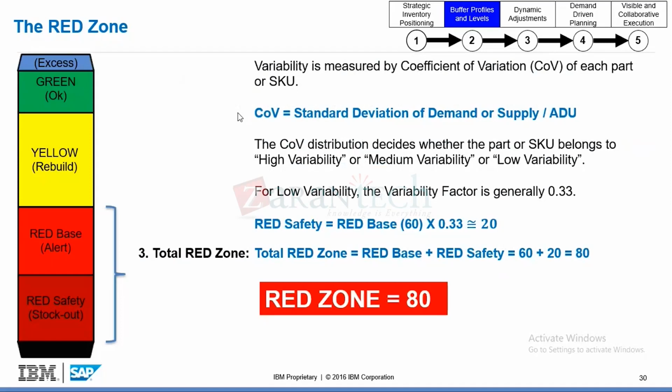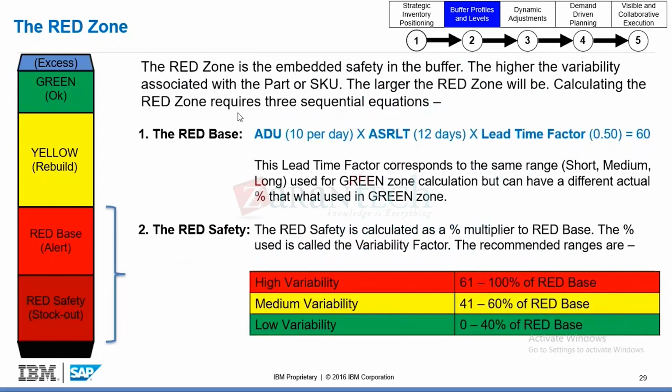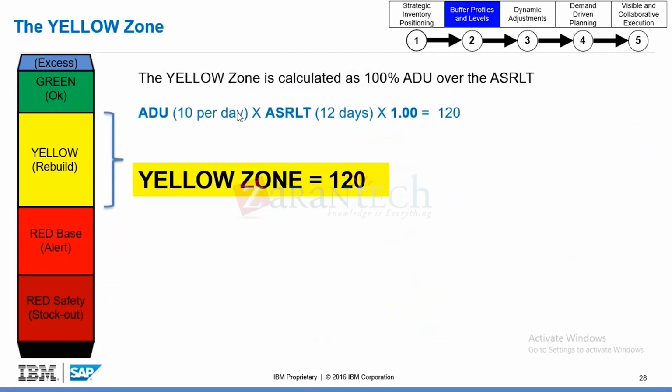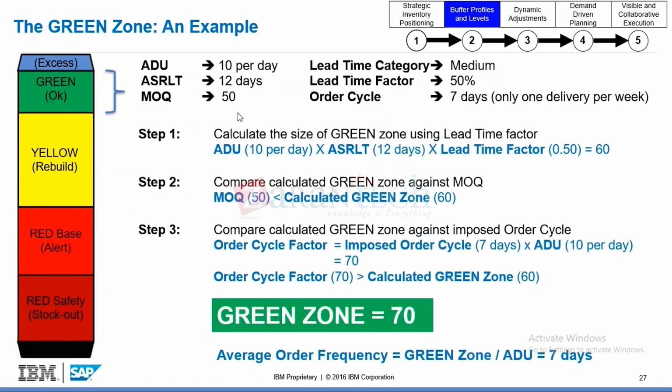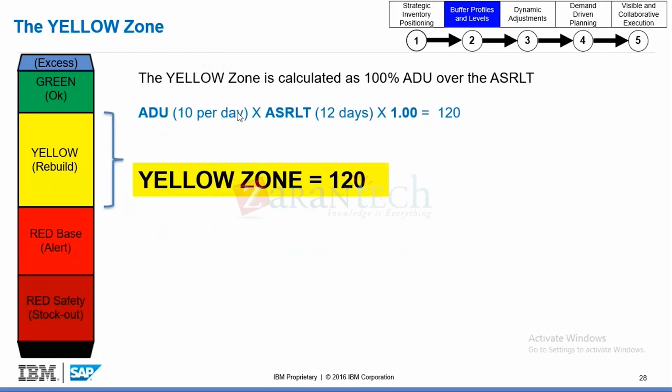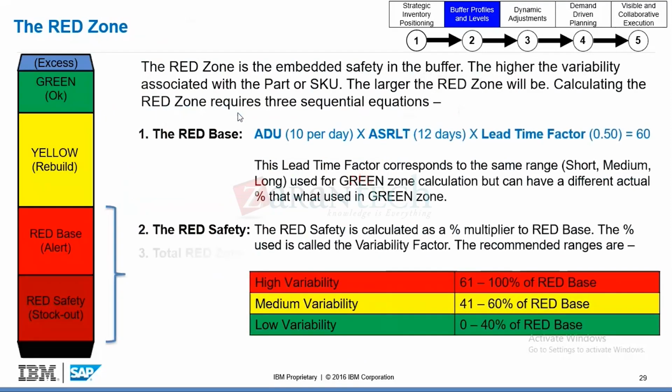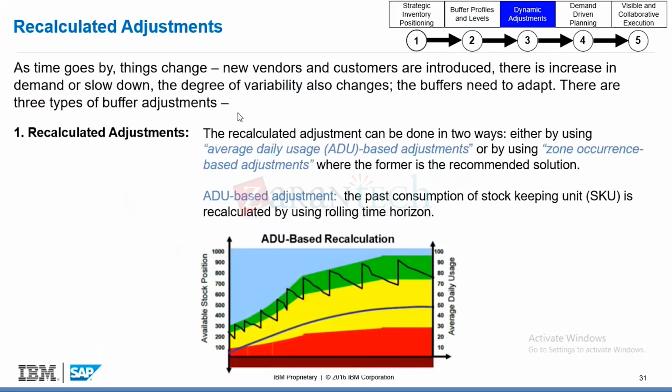So red safety will be red base into 0.33, it is 20, and total red zone will be 20 plus 60, that will be 80. So red zone is 80, yellow is 120, and green zone is 70. These are the formulas for calculating the zones based on those elements.